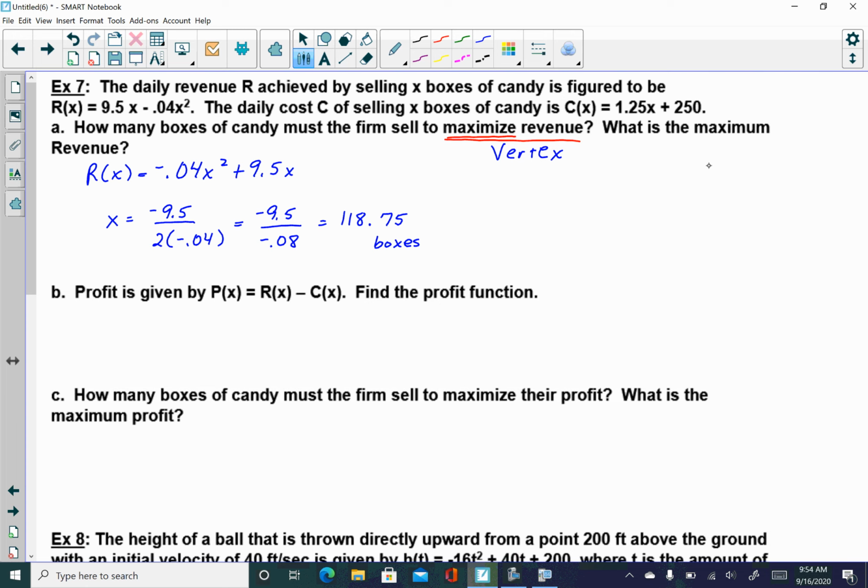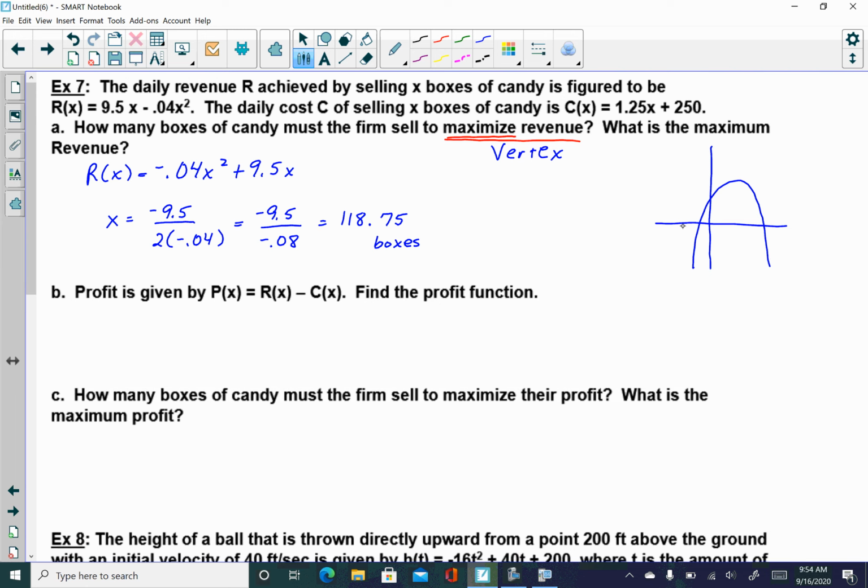And just so we're all tracking in terms of what this graph would look like, here's your revenue function. I'm just going to do a rough sketch here. We know it's a parabola, right? Because it has an x squared term here. And your leading coefficient here is negative. So it's a parabola that's opening downward, like so.